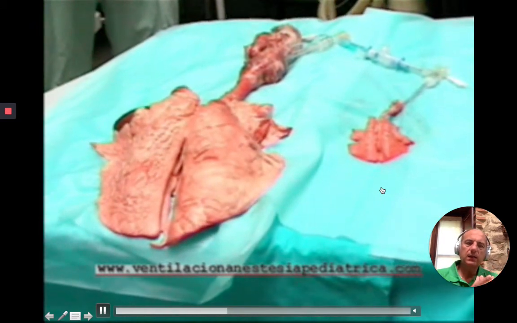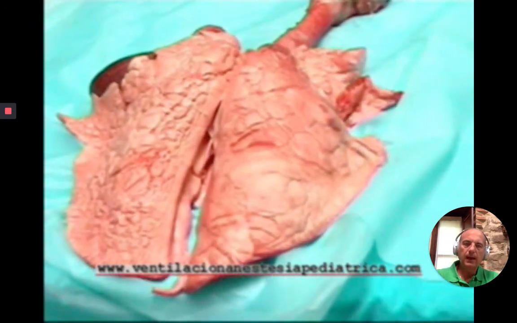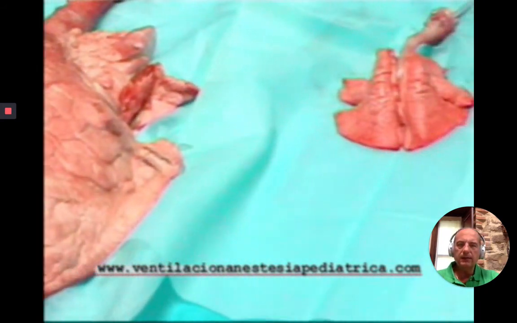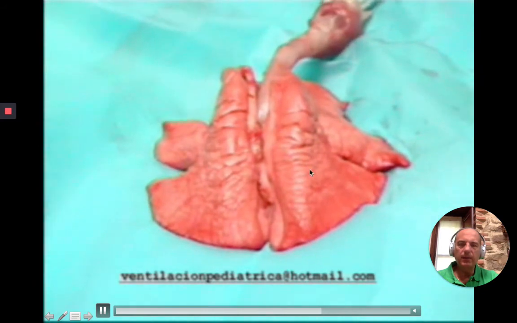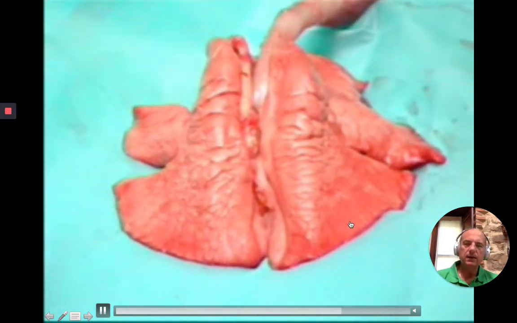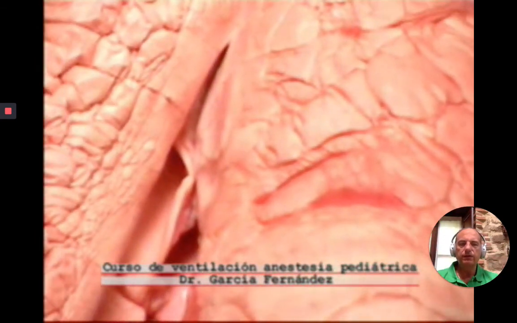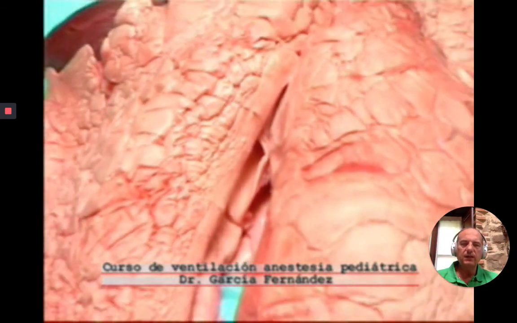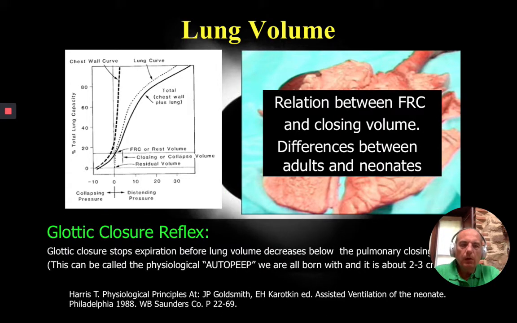And the second is how stable the relation is between functional residual capacity and closing volume. Adult lungs are quite stable, but the neonate doesn't have any stability. If you depressurize, that's because the relation we said before, between closing volume and functional residual capacity, is quite unstable. That's why if you disconnect any neonate, you immediately go for collapse. And so there should be something to avoid this process.